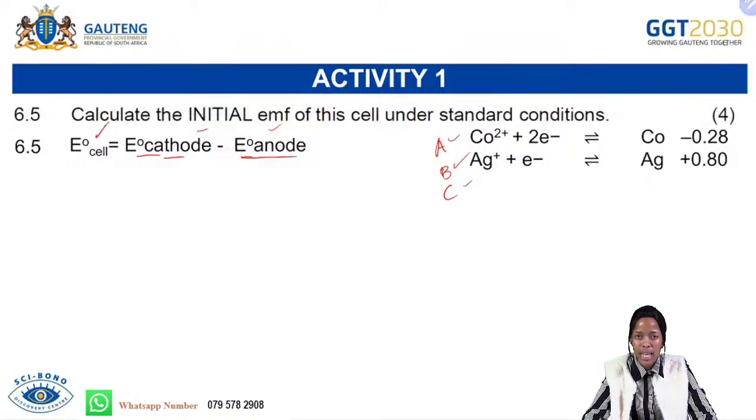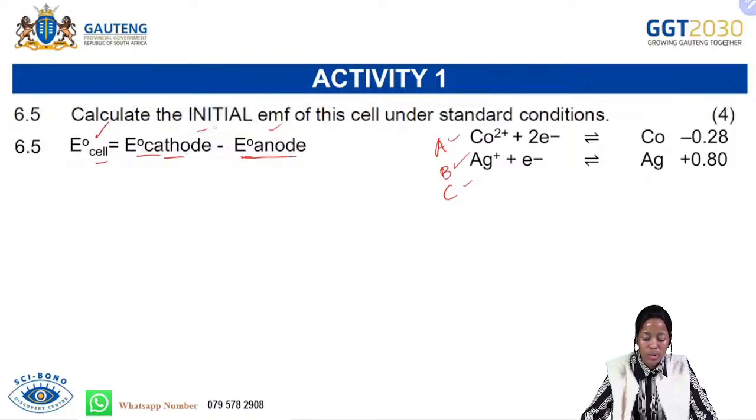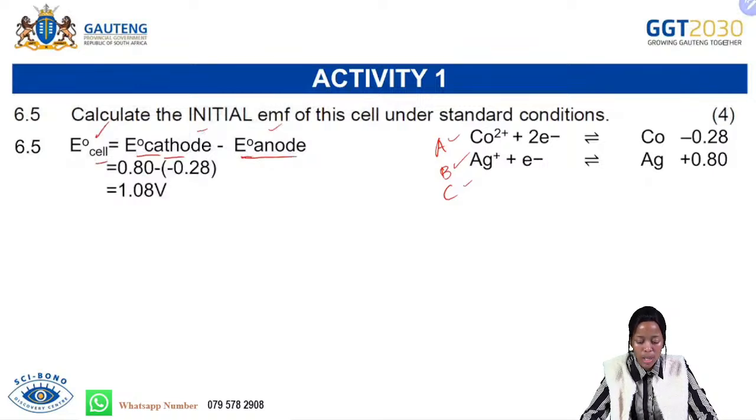With the formulas, you copy and paste. So you write exactly what is there on the formula sheet. What is there? E cell is equal to E cathode minus E anode. So once you've now done that, you would know which one is representing your cathode and which one is representing your anode.